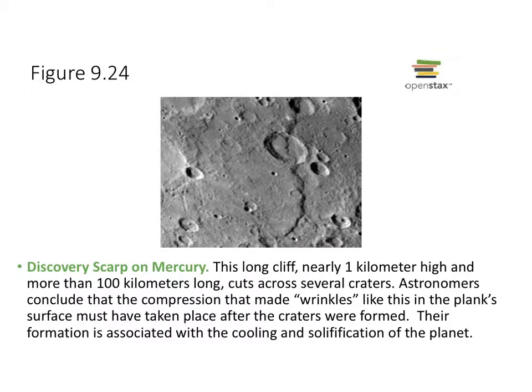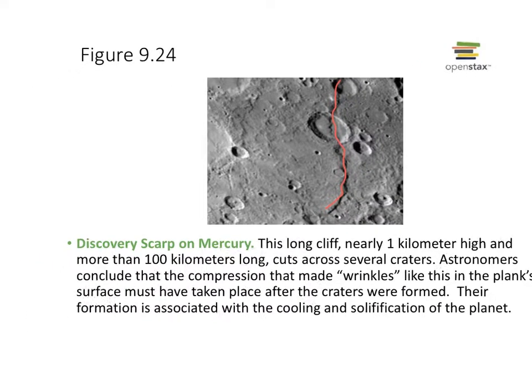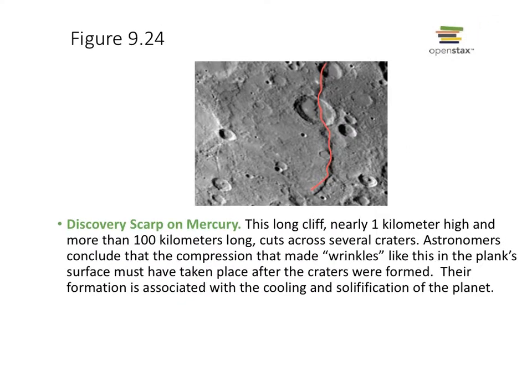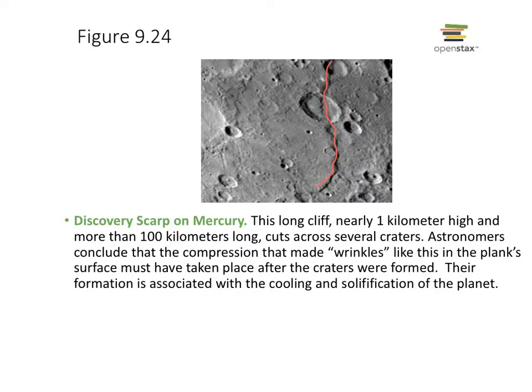Also on Mercury are these scarps. I don't know if you can see these cliff features. I'll probably ask a question because the moon has scarps, I believe. The scarps on the moon and the scarps on Mercury were both associated with when the planet cooled and solidified.